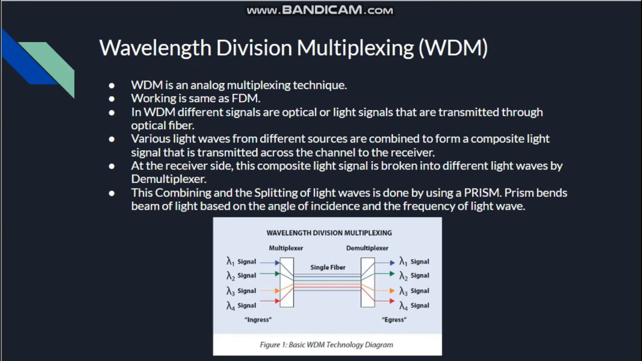At the receiver side, this composite light signal is broken into different light waves by the demultiplexer. This combining and splitting of the light wave is done by using a prism. A prism bends a beam of light based on the angle of incidence and the frequency of the light wave.